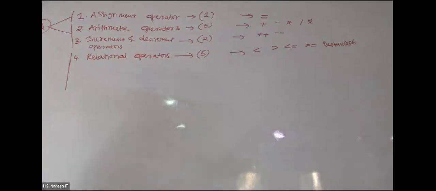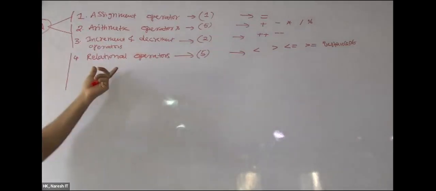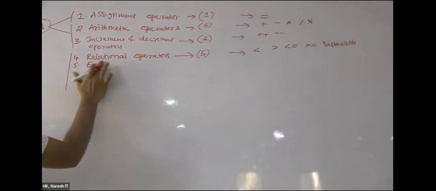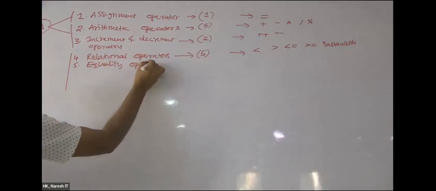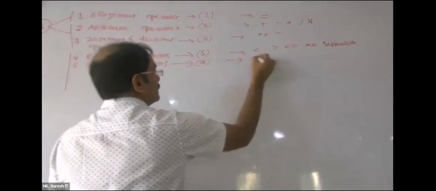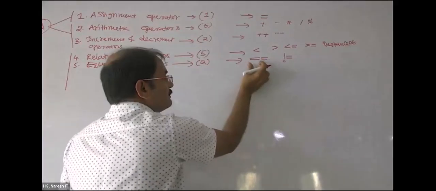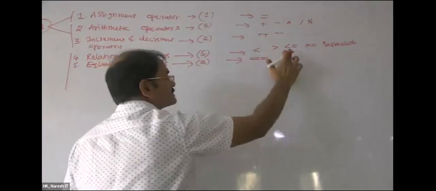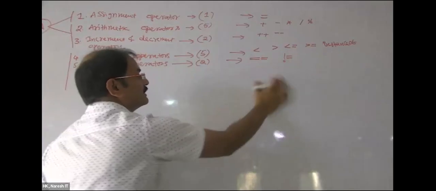My count is different from other faculties' count. Other faculties add double equal to and not equal to also under relational operators. But I want to call them separately equality operators. Equality operators, how many are there? 2. What are they? Double equal to and not equal to. No space in between operators. When two operators come together, no space. Double plus, no space. Minus minus, no space. Less than or equals to, no space. Greater than or equals to, no space. Double equal to and not equal to, no space.